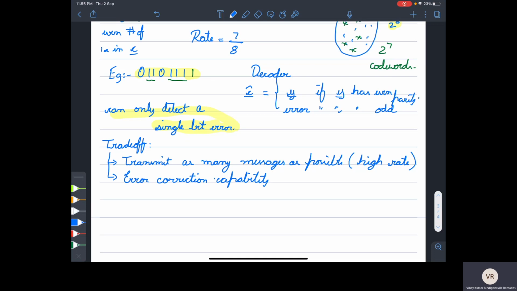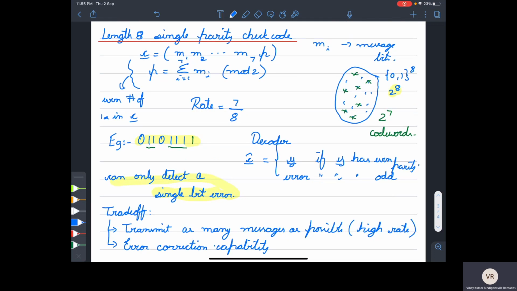So there's a trade-off between these two. For high rate, you should choose a large number of points within this space. But for error correction, when you choose a particular code word within the space and it passes through the channel, it can get transformed into another vector in the space.